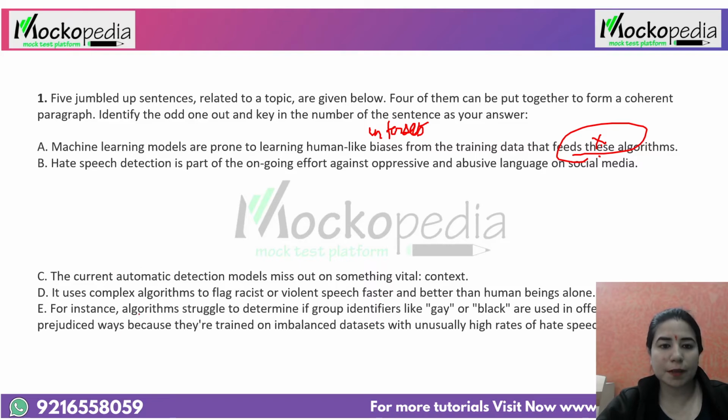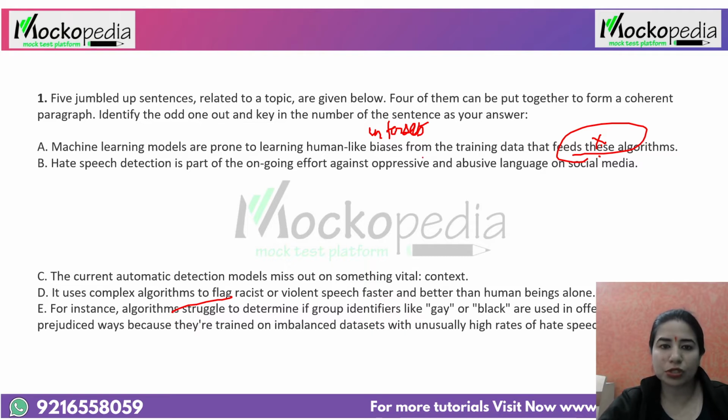Hate speech detection is a part of ongoing effort against oppressive and abusive language on social media. Okay, so it looks like an opening statement, and let's see how the discussion is built. The current automatic detection models miss out on something vital: context. Okay, it uses algorithms to flag racist or violent speech faster and better than human beings alone. For instance, algorithms struggle to determine if group identifiers like gay or black are used in an offensive or prejudiced way because they are trained on imbalanced data sets with unusually high rate of hate speech.